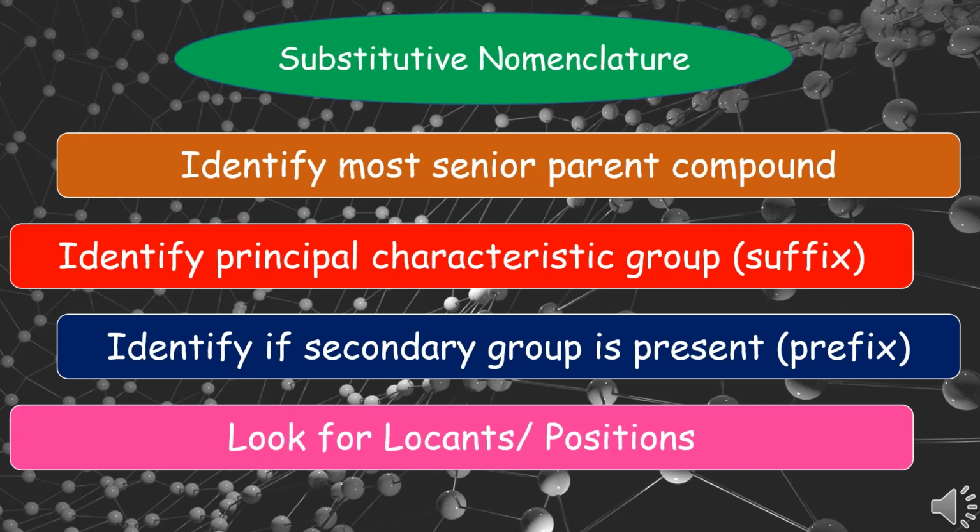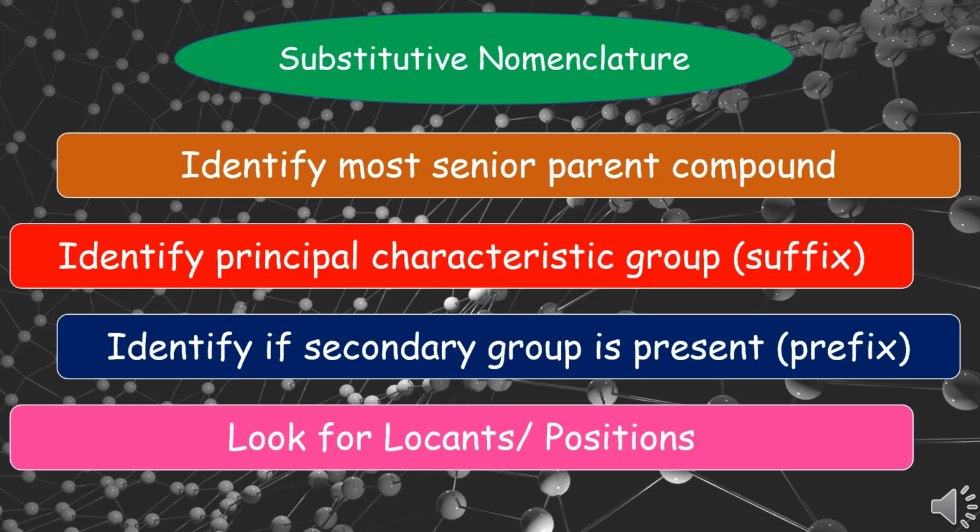Substitutive nomenclature is the main method for naming organic compounds. It is used mainly for compounds of carbon and elements of groups 13 to 17. For naming purposes, a chemical compound is treated as a combination of a parent compound and characteristic groups, one of which is designated as the principal characteristic group.